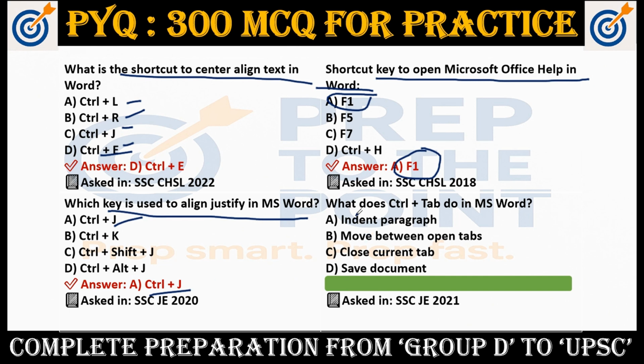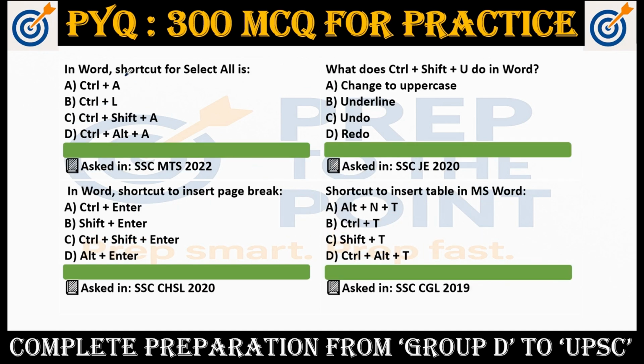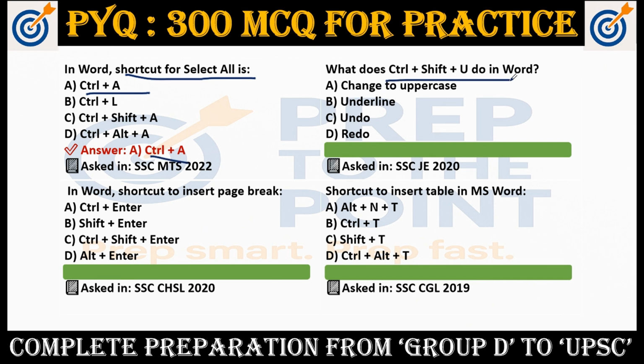What does Control plus Tab do in MS Word? Move between open tabs. Control plus Tab, move between open tabs, and it is also for all types of apps. In Word, shortcut for select all, Control A. Control A, select all. What does Control Shift U do in Word? Control Shift U, change to uppercase.